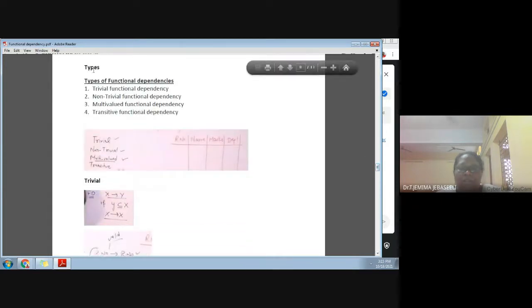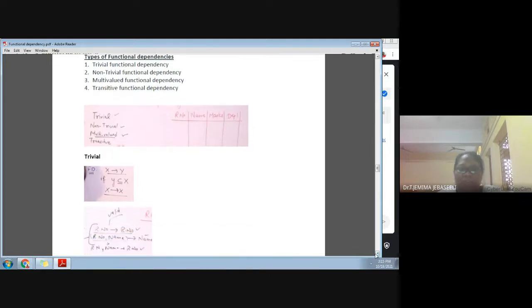There are different types of functional dependencies. These are the four, and one by one we are going to see them. The first one is called trivial functional dependency. A trivial functional dependency is a kind of fully functional dependency. The mathematical expression is: functional dependency of x to y holds if y is a subset of x. Here one more relationship, x to yx, is also a valid functional dependency. So these three are going to match.